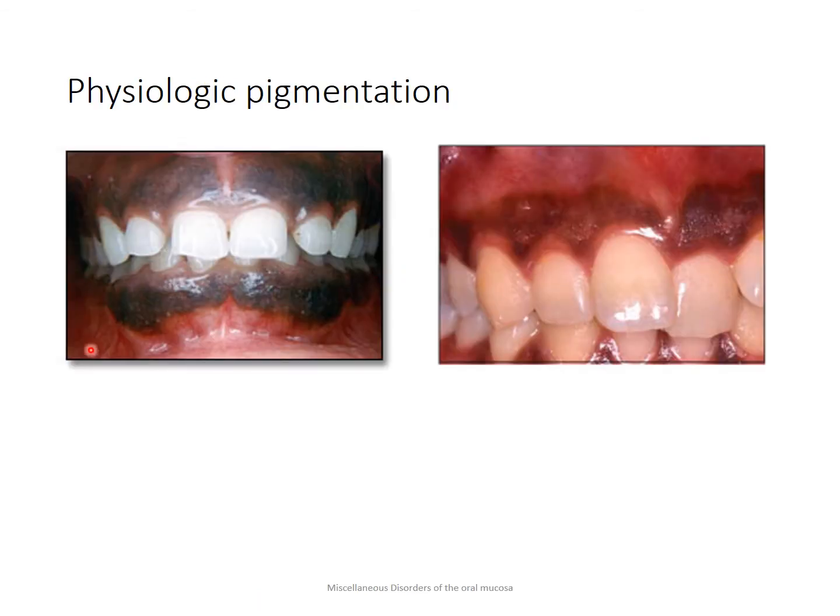Physiologic pigmentation happens in dark or tan skinned individuals, where the mucosa inside, or the gingiva in the oral cavity, also takes on the pigment of the skin color. So darker skinned individuals tend to have darker pigmented gingiva. Hence there is no treatment required, and it is just considered physiologic. This sort of pigmentation can be seen in other areas of the oral cavity as well, including the dorsum of the tongue, floor of the mouth, and even the buccal mucosa.